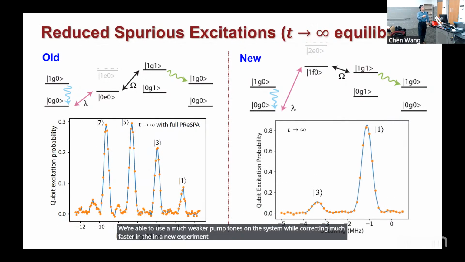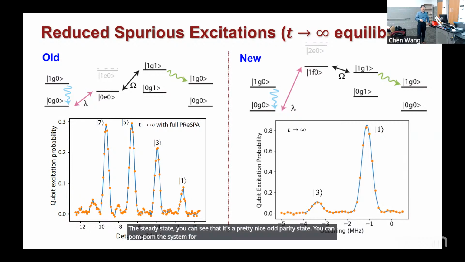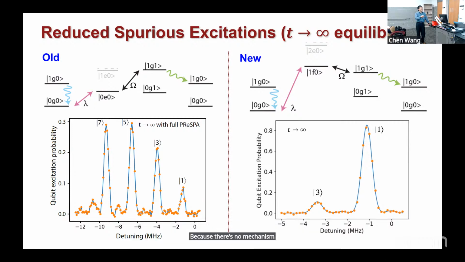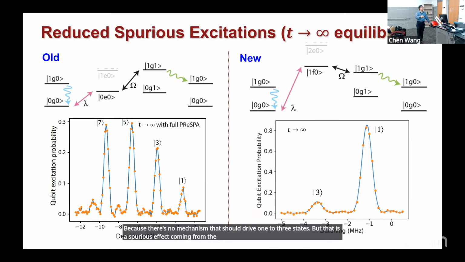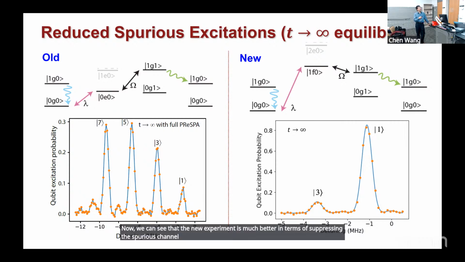And also in the old experiment, if we pump on the system for an infinite amount of time, to the steady state, you can see that it's a pretty nice odd parity state. You can pump on the system for an infinite amount of time, and the system still behaves with the parity mapping. But you would expect that you should get a 1 photon Fock state at infinite time, because there's no mechanism that should drive 1 to 3 states. But that is a spurious effect coming from the transmon thermal excitation. And we can see that the new experiment is much better in terms of suppressing this spurious channel of error for the logical qubit.